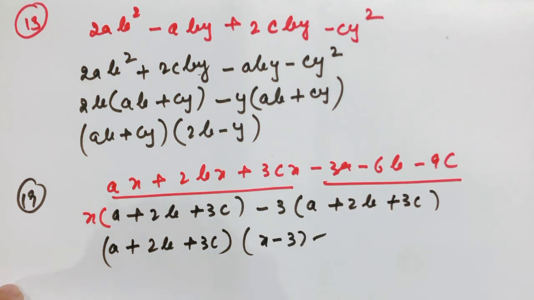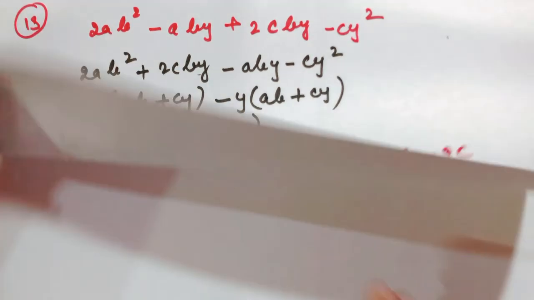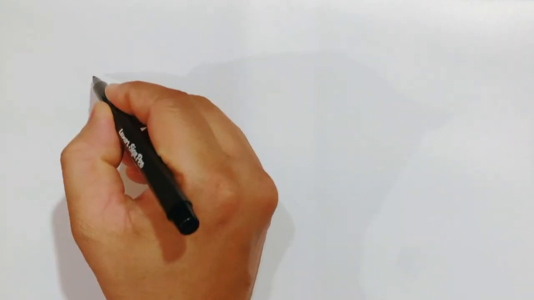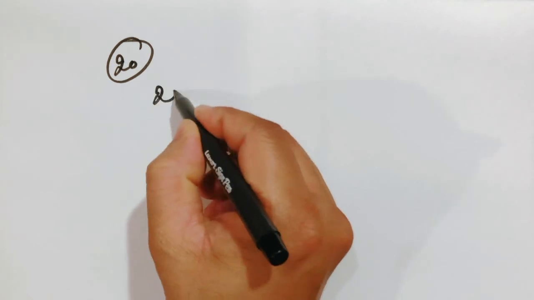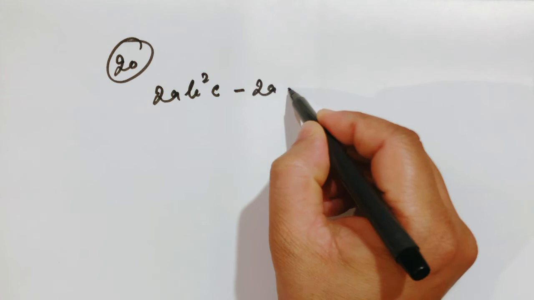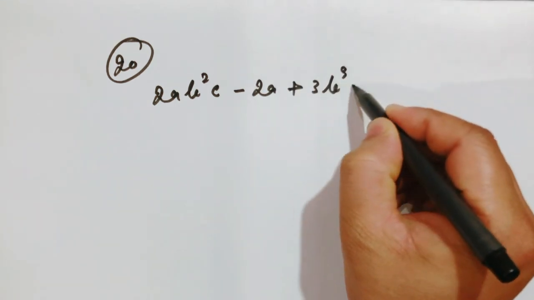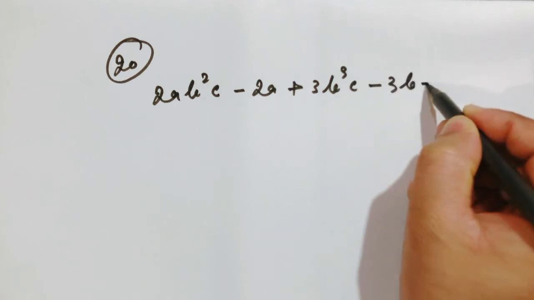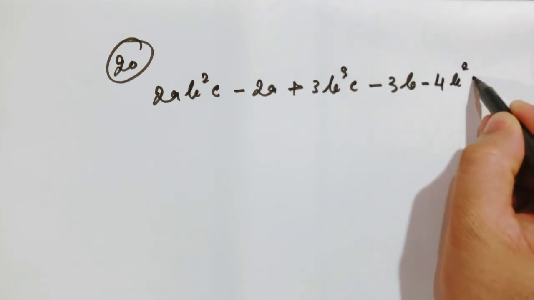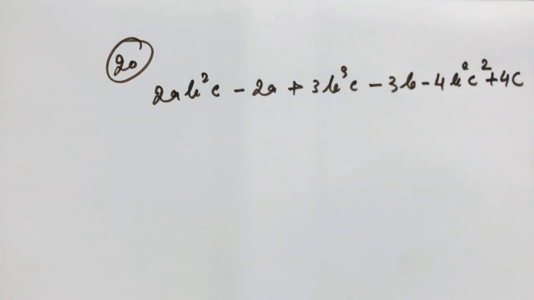अच्छा एक तो है लास्ट वाला, let me see लास्ट वाला में क्या है. Number 20. So in number 20 we have 2ab square c, minus 2a plus 3b cube c minus 3b minus 4b square c square plus 4c.